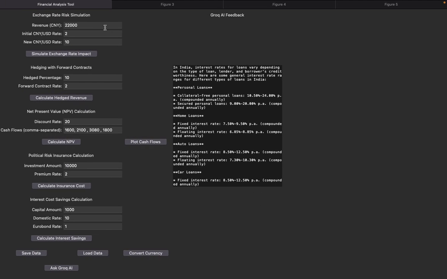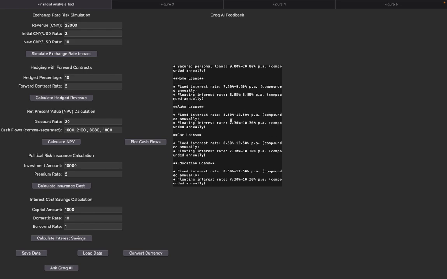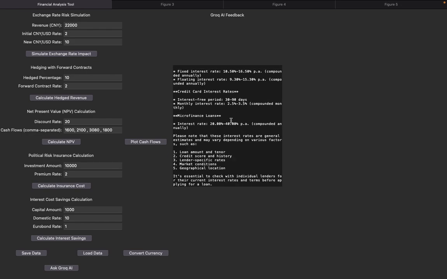You could see it would give the interest rates for loans varying on the type and lenders. So we would have all percentage loans, personal loans, compound interest, annuity, and type of loan, for example gold, consumer, and education loans. So we'd get all information regarding financial credit, lending, etc. on this application using the Ask Grok AI feature. So this is the end of our application. I would pass it on to Smith.